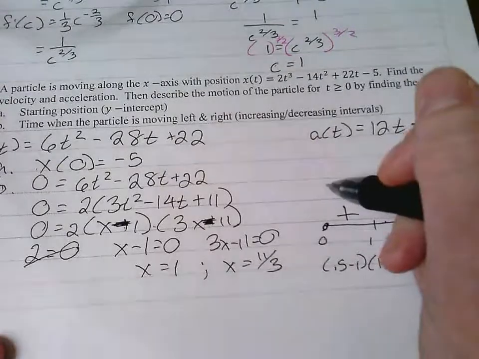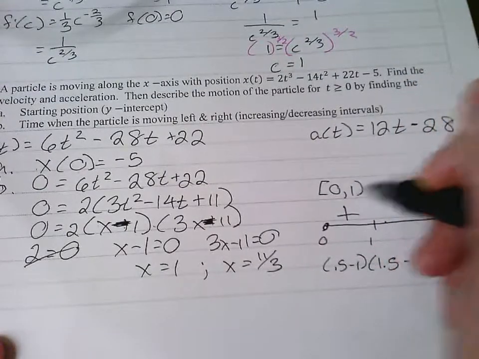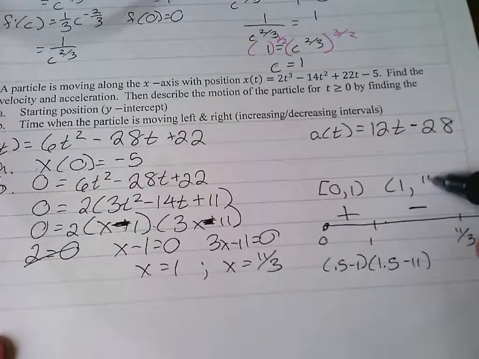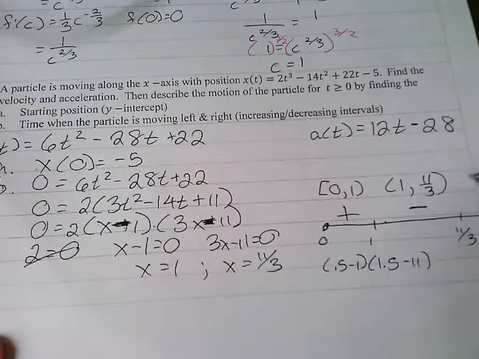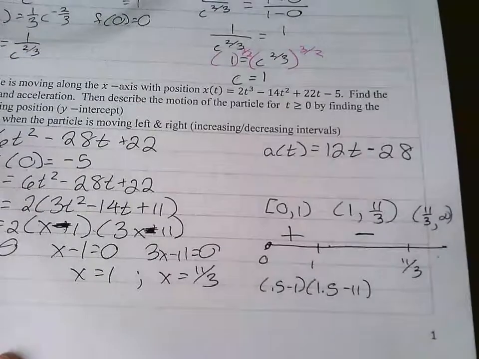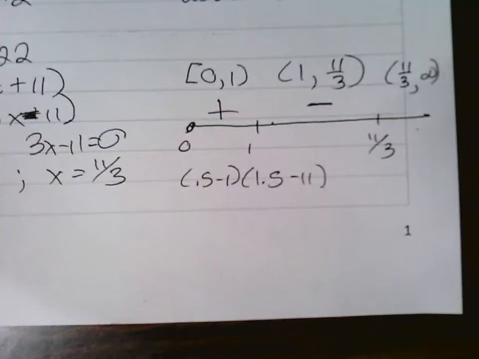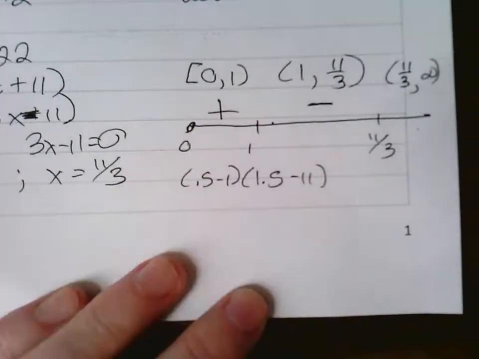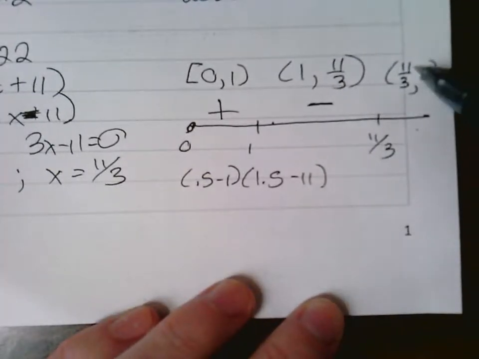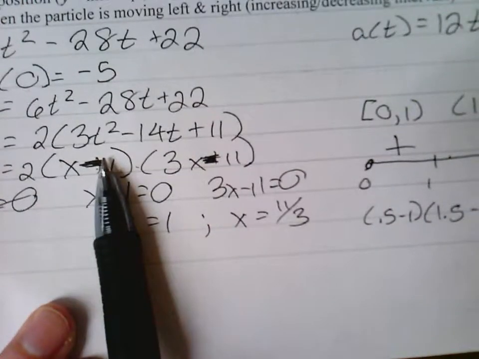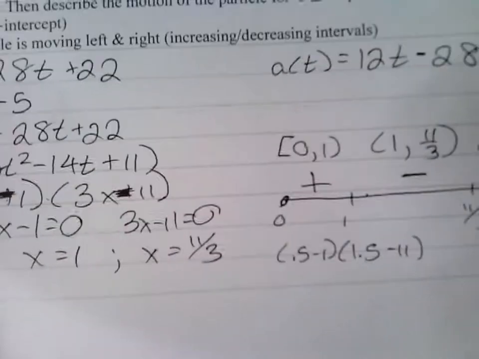Okay, so we have 0 to 1, 1 to 11 over 3, and now we're going to do 11 over 3 to infinity. So, woo! Everything's going crazy! 11 over 3 is 3.6, so I'm just going to use f prime of 4. So if I put a 4 in here, I got 4 minus 1, which is a positive, 12 minus 11, which is a positive, so that's positive.